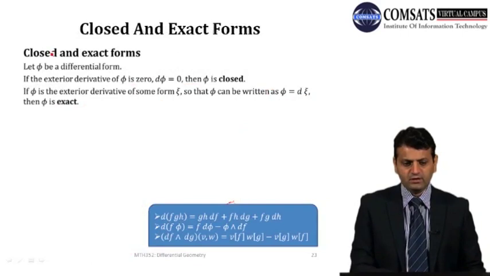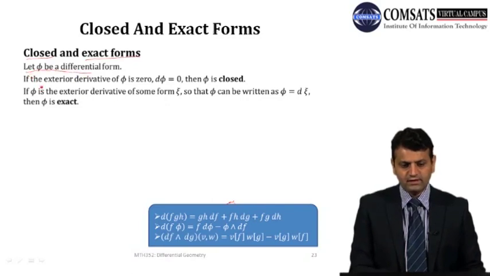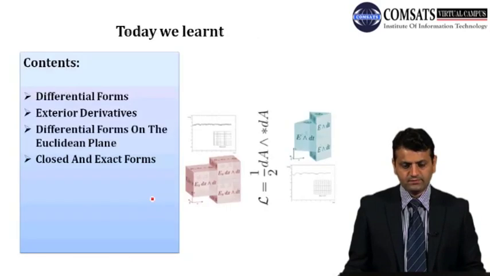So next we define what are closed and exact forms. These are very special differential forms. Let phi be a differential form, and if the exterior derivative of phi is 0, then we say that this is a closed form, and if phi is the exterior derivative of some xi, so phi can be written as phi equals d xi, then we say that phi is exact. So these are two special differential forms, and we will be using these differential forms in our next discussions.